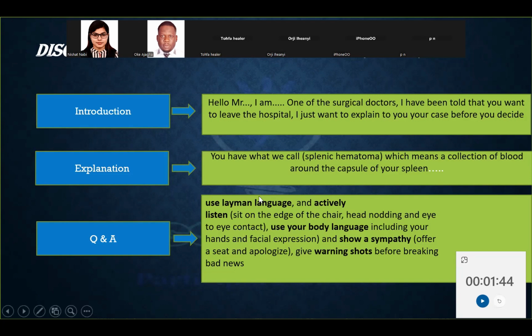In question and answer sessions, always keep in mind to use layman language. Don't use medical jargon, as the layman examiner will be marking you for that. Actively listen: sit on the edge of the chair, nod your head, and keep eye contact. Use your body language, including your hands and facial gestures, but don't overdo it. Show sympathy, offer a seat or apologize, but never touch the patient. Always offer to help, and give warning shots before breaking the bad news.